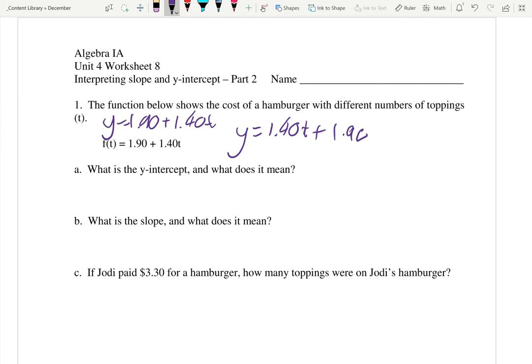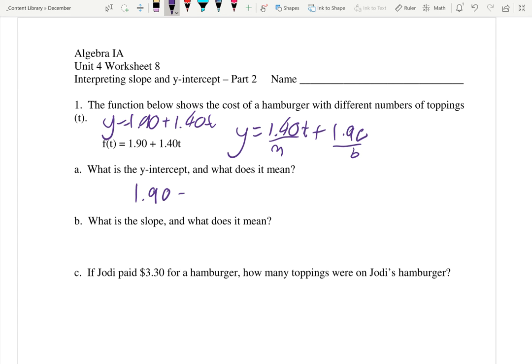All right, so this is a little more obvious now that we see, hey, this is our slope value, this is our y-intercept value, right? mx plus b. So that clearly shows to us that our y-intercept is 1.90, right? Now, what does this mean? What is this y value representing?